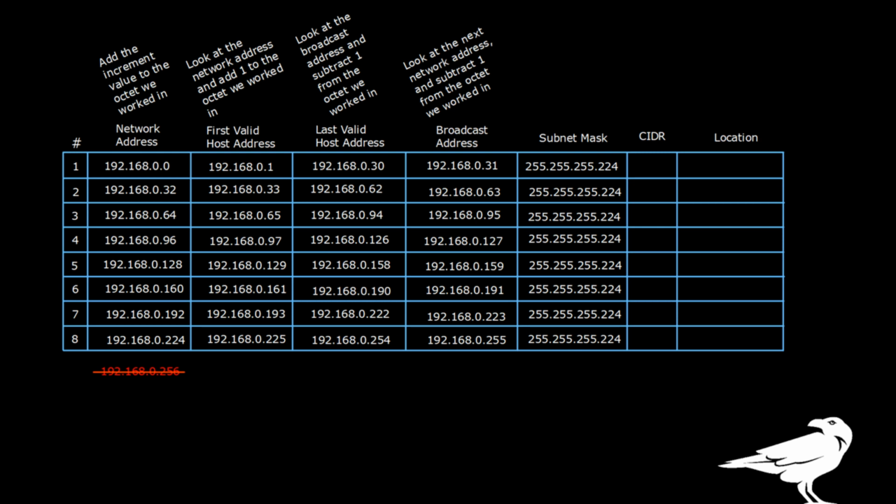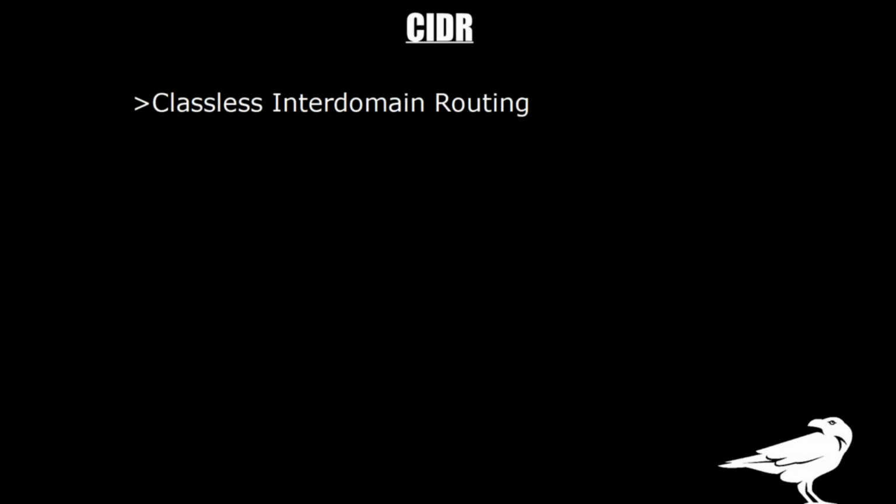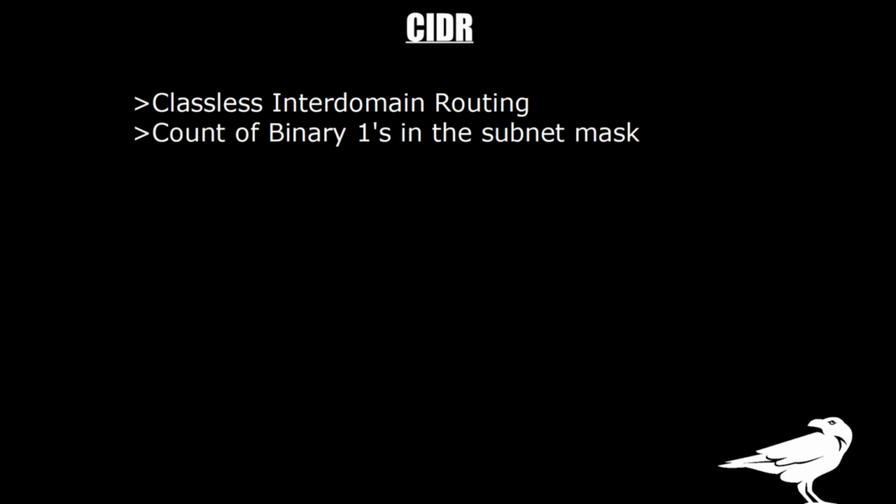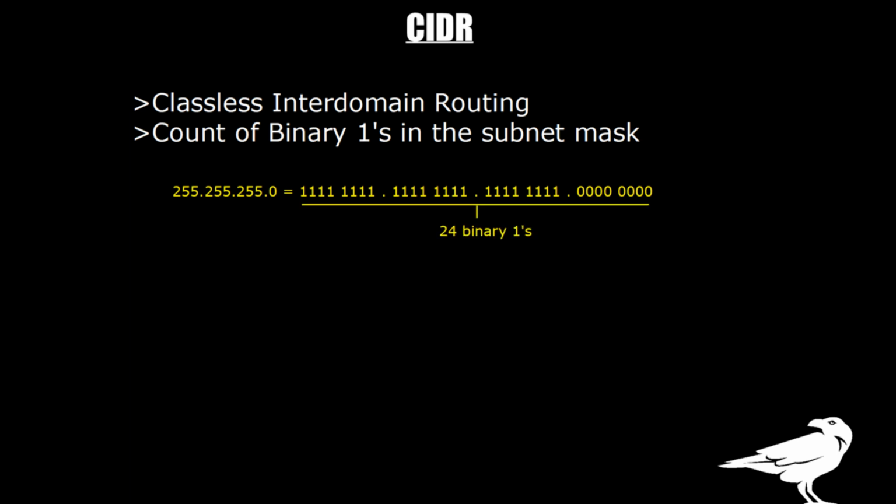Now, the next thing we want to work out is the CIDR notation. Let's take a little detour and quickly explain what CIDR is. CIDR is short for classless interdomain routing. And what we're doing with it is counting the number of binary ones in the subnet mask. So, for instance, 255.255.255.0, if we convert that, it is 3 octets of 8 binary ones and a 4th octet of all zeros. And if we count that up, there are 24 binary ones in there.